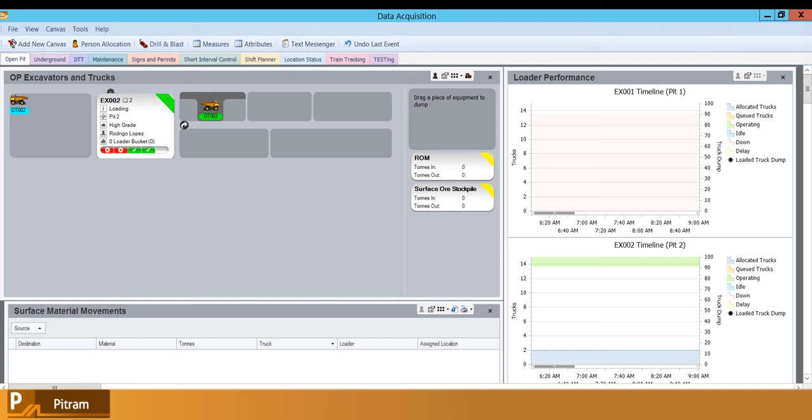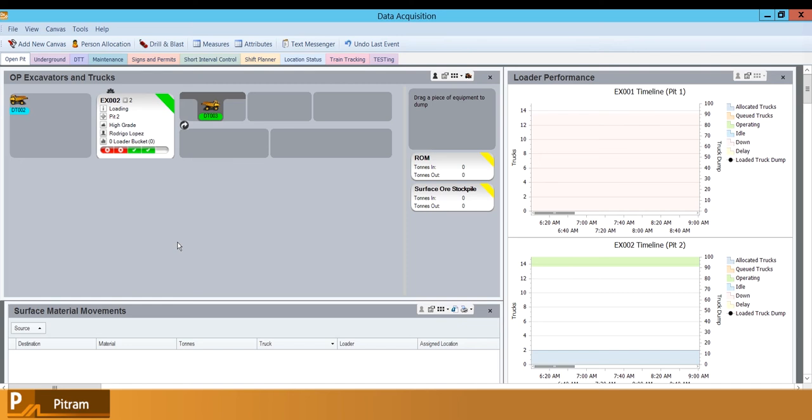cover states. So a state effectively is what the equipment or the location is doing right now, and that is always captured in Pitram, and states are always going. A state will always have a duration in terms of how long it's been sitting at that given state. So if we look at my excavator 2, which is on the screen right now, we can see that its state is loading. Now it also has this little color here, green, because loading is an operating state.